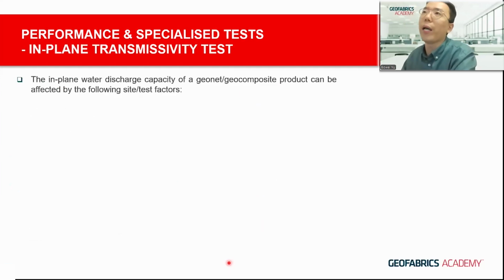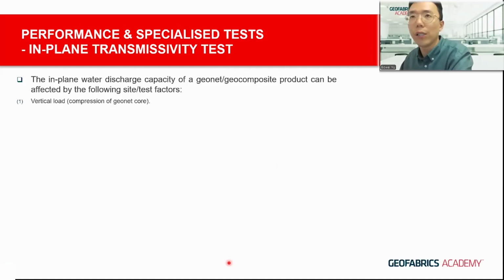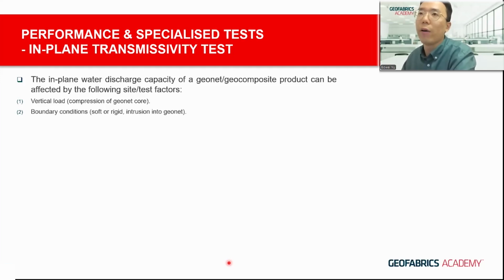First, let's talk about the in-plane transmissivity test. This is a characteristic of the geonets or the geocomposites about their water discharge capability. And it can be affected by the following test factors, including the vertical load. So the higher the load, you probably expect a lower drainage capacity, as those geonets compress under the load. And also the boundary conditions that depend on your layer configuration. It can be soft or rigid. That means whether you have intrusion of your geotextile or the adjacent layer into the geonet and impede the flow.